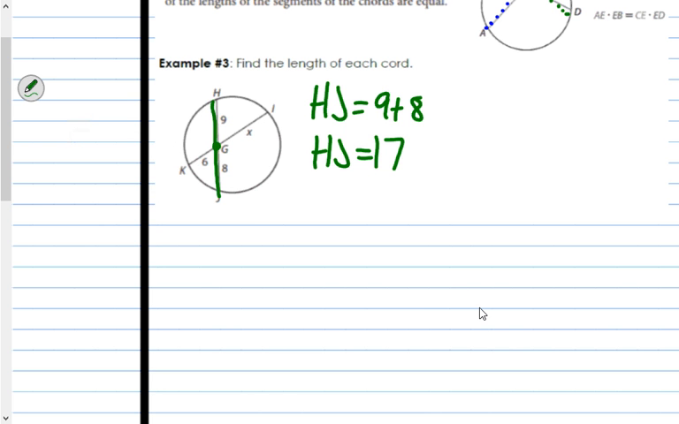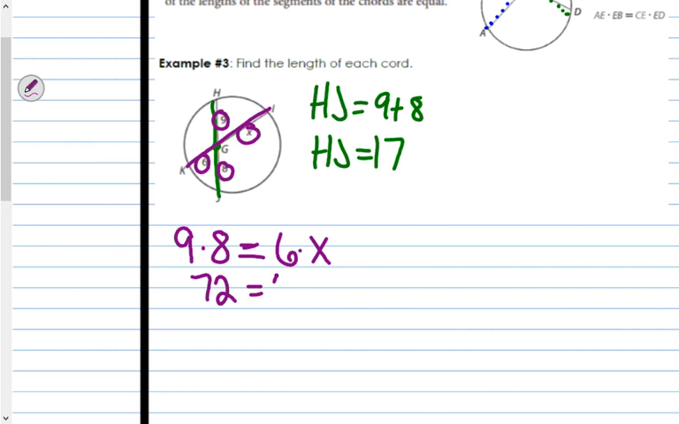So now I'm going to need to find KI. In order to find KI, I have to know what GI is, which is x. Well, remember, we know the lengths of the two segments, so 9 times 8 is equal to 6 times x. 9 times 8 is 72. 6 times x is 6x. I'm going to divide both sides by 6. X equals 12.